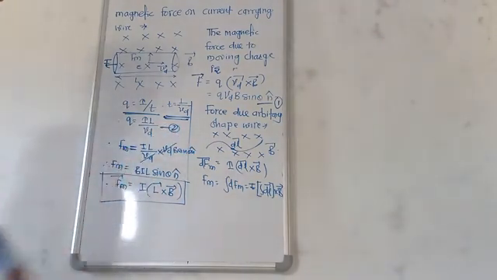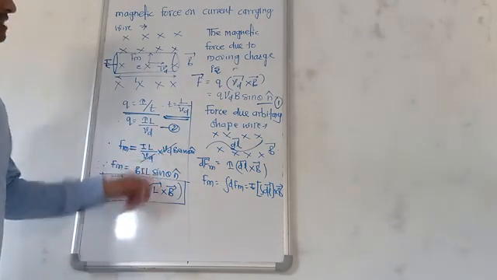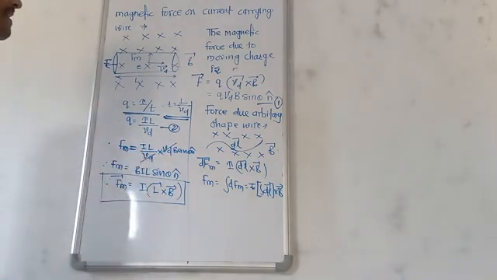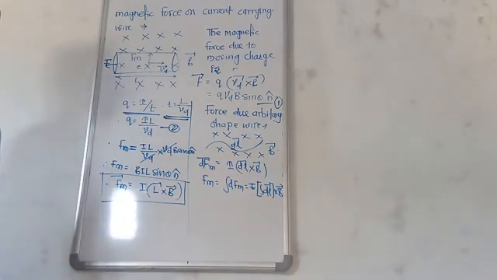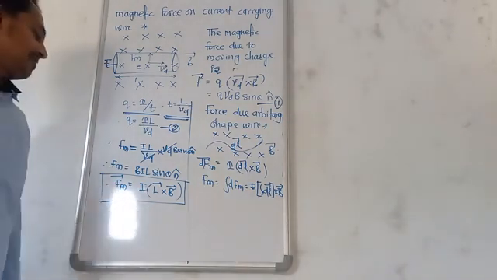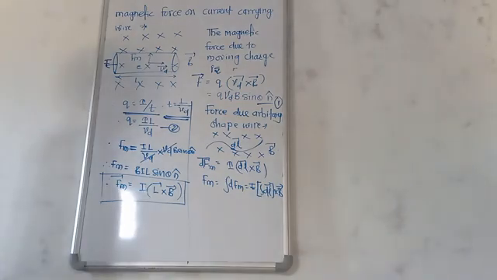So the magnetic force is equal to IL upon Vd into Vd B sin theta n cap. Vd cancels, and the remaining is Fm equal to BIL sin theta n cap. So our magnetic force in vector form is Fm bar equal to I in bracket L bar cross B bar.